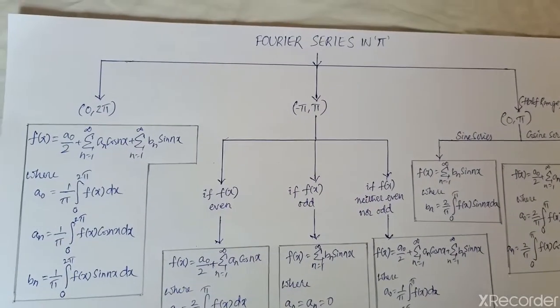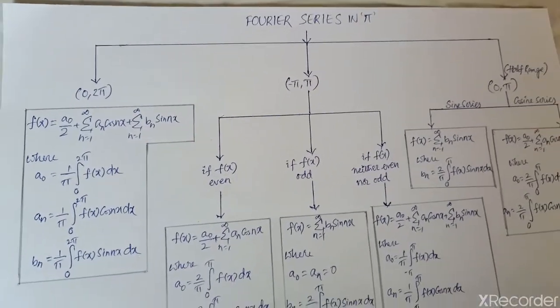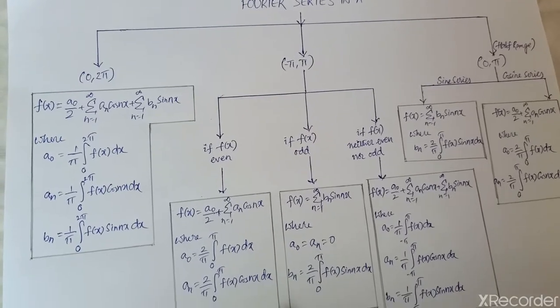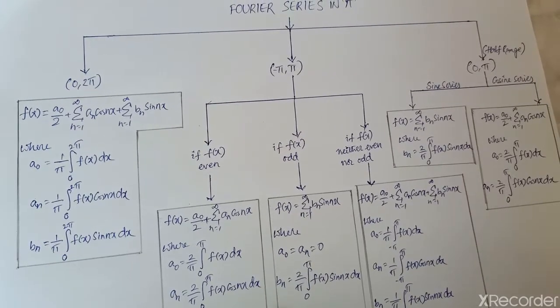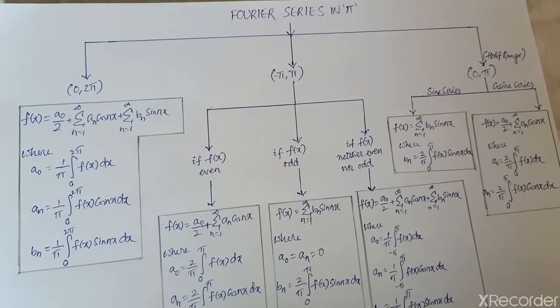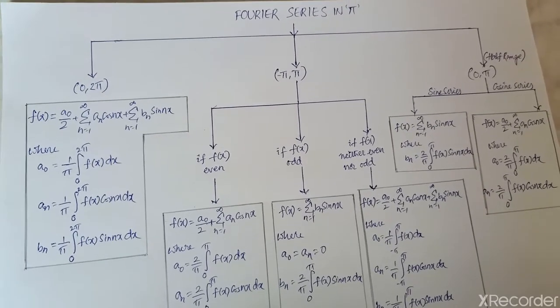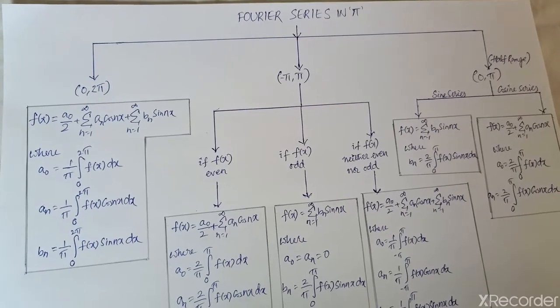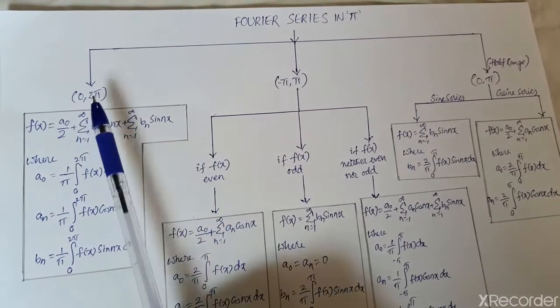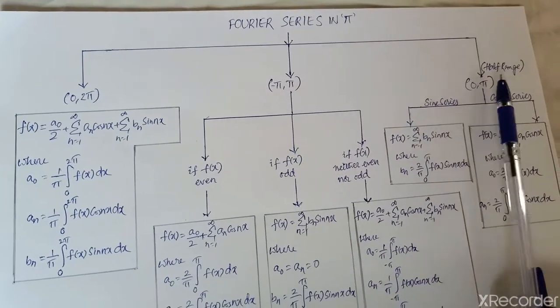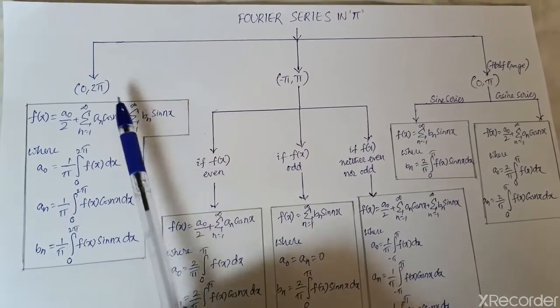Hi students, today we are going to discuss a brief explanation of a function f of x when the interval is given in terms of pi. When the given interval is in terms of pi, there are three cases of the types of intervals: first 0 comma 2 pi, minus pi comma pi, and 0 comma pi. So let us discuss the first one.